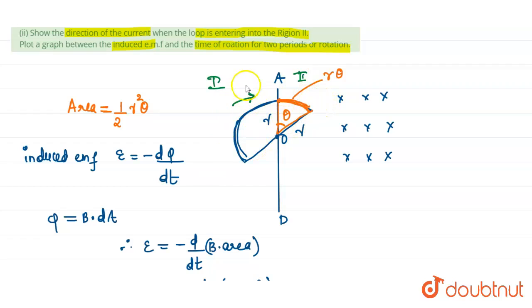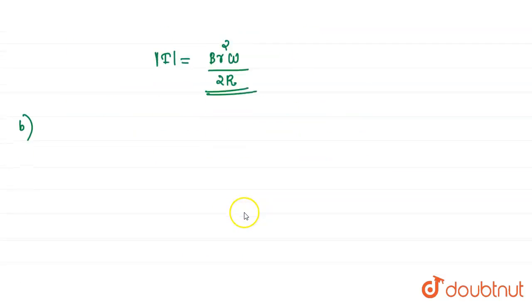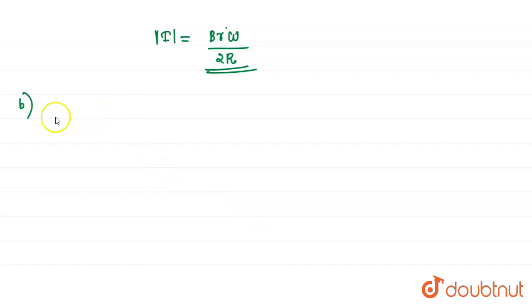Since the direction of rotation is given like this, we use the right hand thumb rule. The folded fingers are taken in the direction of the magnetic field, which is into the paper, and the thumb gives the direction of the current. Here the thumb gives the anti-clockwise direction. So the direction of the current when it enters the region is anti-clockwise according to the right hand thumb rule.